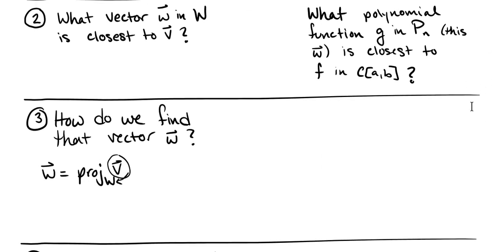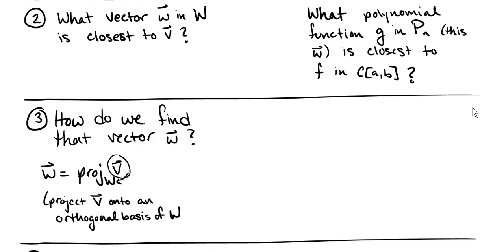So over here, what does that mean? Let's remind ourselves how we do this in general. We project V onto an orthonormal, or orthogonal, I'll just say, we don't actually have to be orthonormal, an orthogonal basis of the subspace, and add the results.